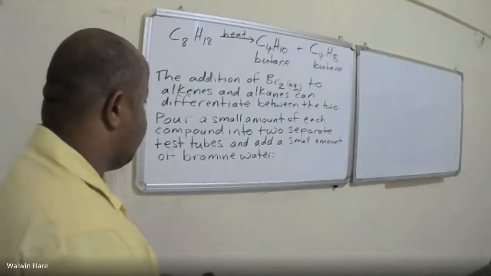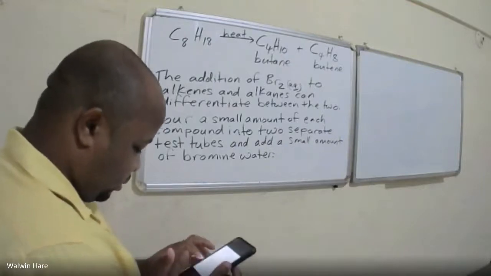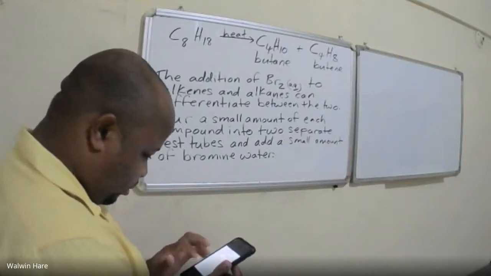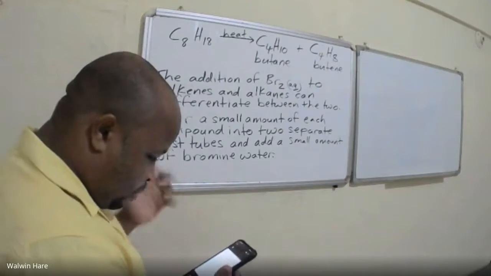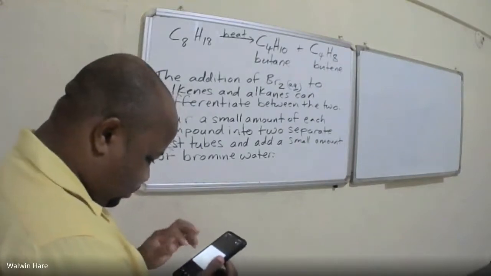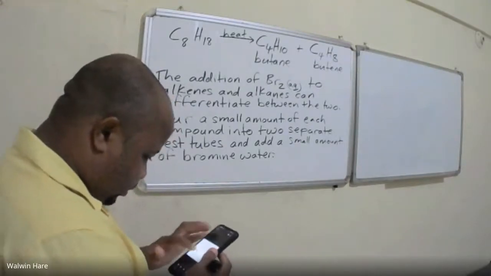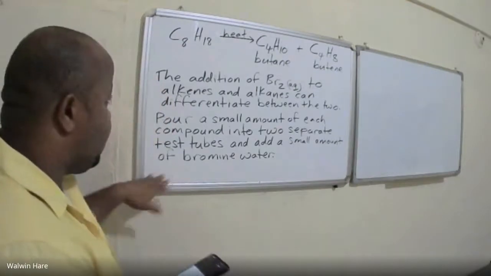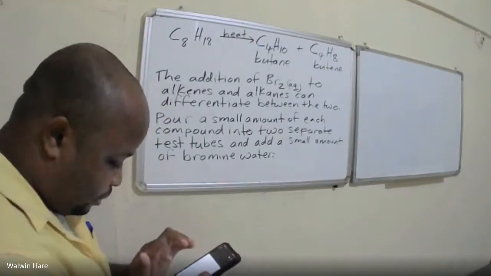Sir, the butane will decolorize the bromine water. Well, the butane will decolorize it, but only in the presence of UV light. That is correct. And that's 15 marks for you. Alright, so that ends the 2010 paper.